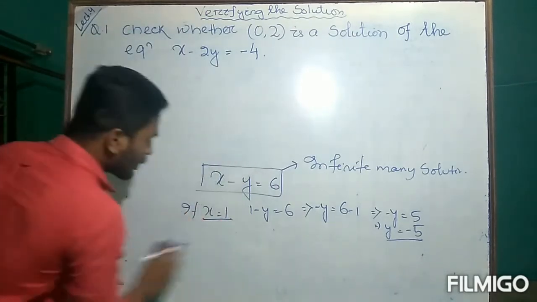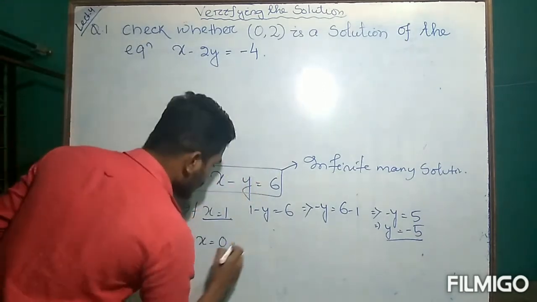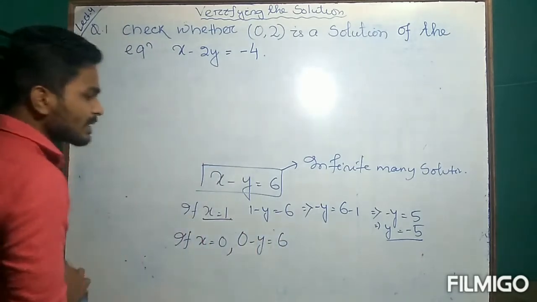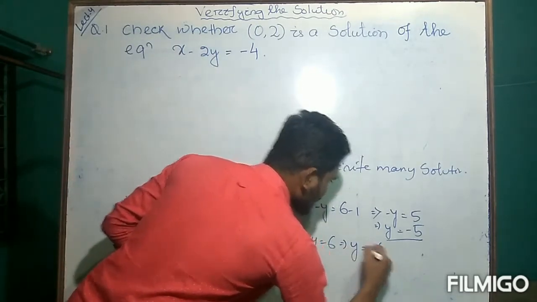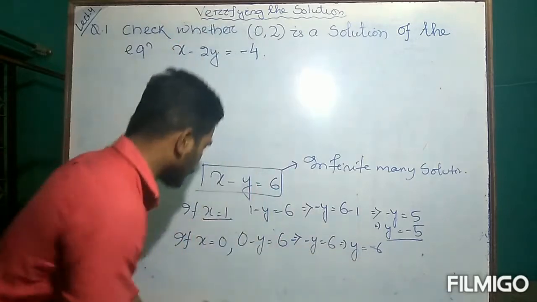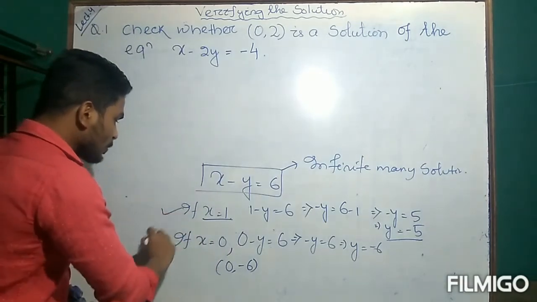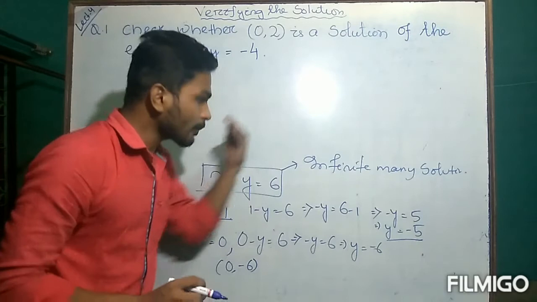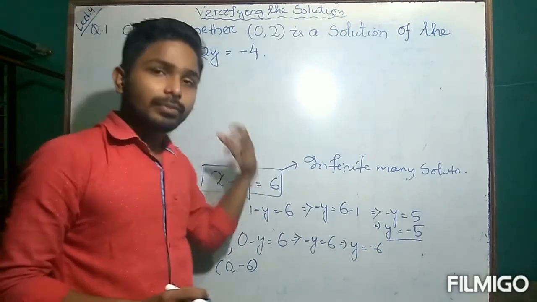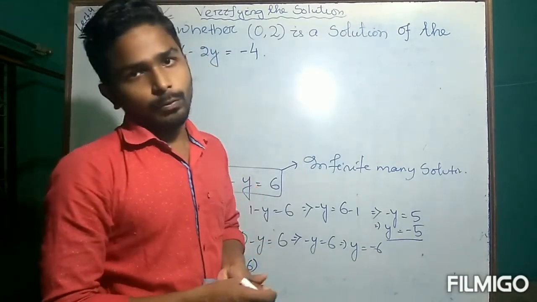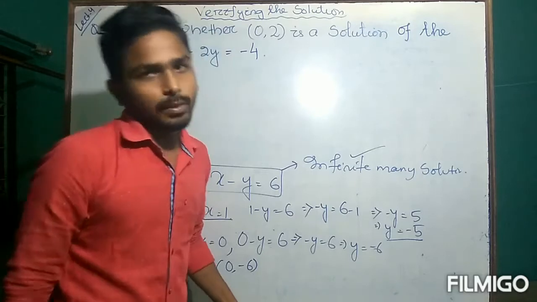But if we change the value of x, if we put x to be 0 and substitute it in this equation, it will be 0 minus y is equal to 6. So minus y is equal to 6, and y is equal to minus 6. Here we get another pair of solution: 0 and minus 6. So for a particular value of x we got a particular value of y, and for another value of x we got another value of y. In this manner, if we substitute different values of x, we get different values of y. That's why a linear equation in two variables has infinitely many solutions.